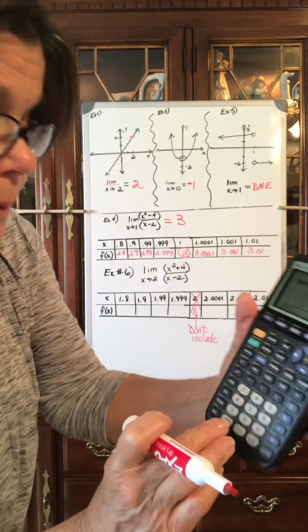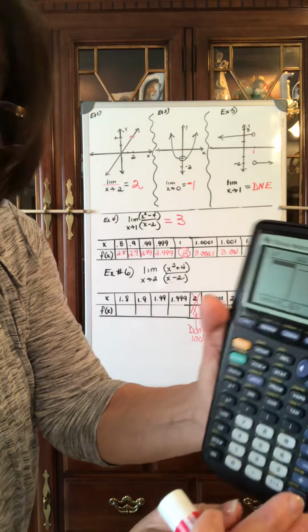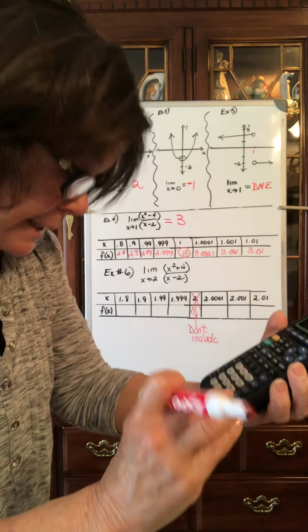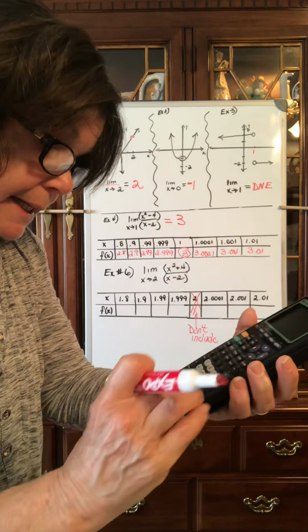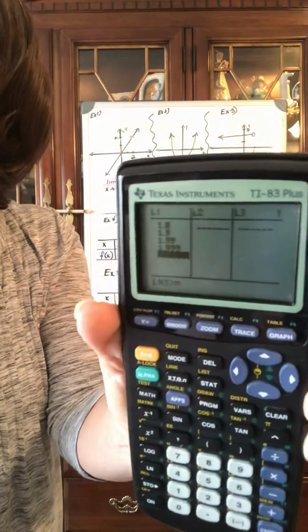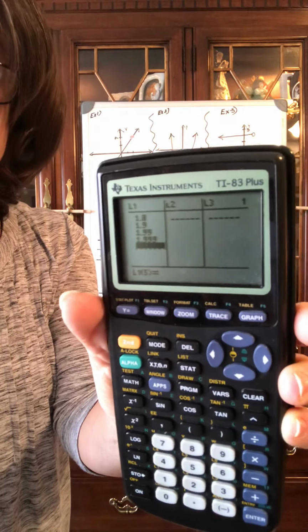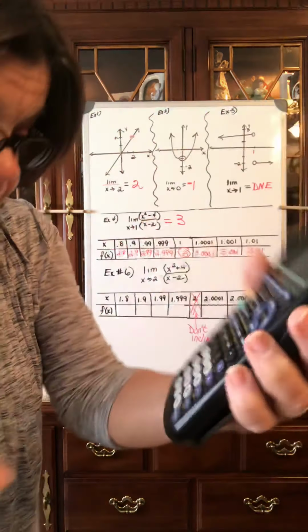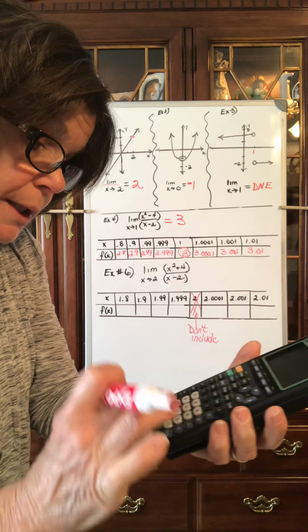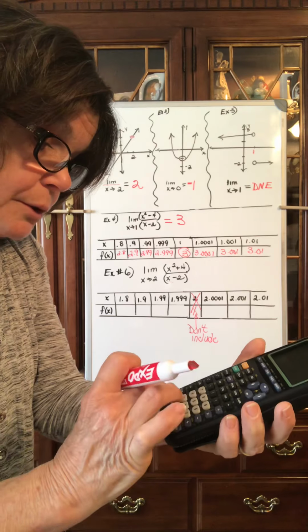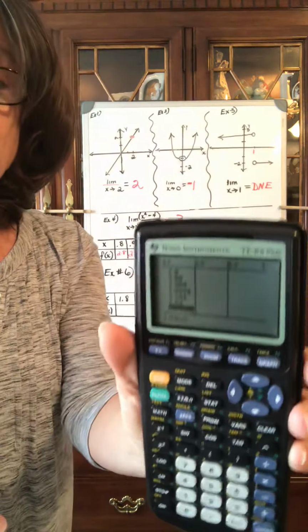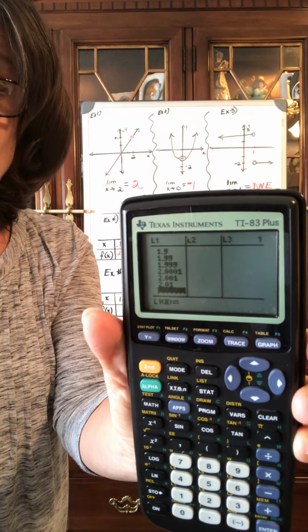So in my L1, I'm going to start with 1.8, enter, and then I need 1.9 and 1.99, 1.999. I'm not going to include my x value of 2 because it would make the function undefined. Then my next x value is 2.0001, enter, 2.001, enter, 2.01, enter. So there are all of my x values in my L1.